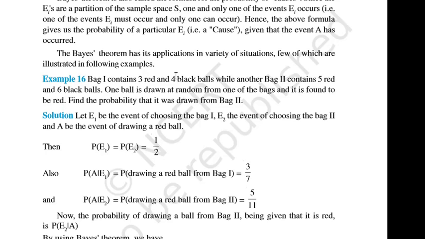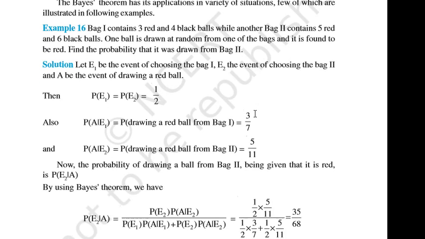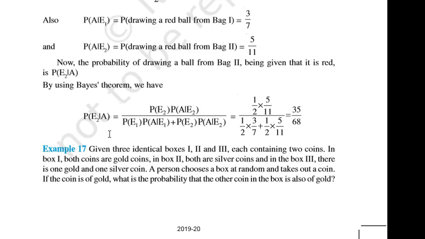So this is the information given in the problem. We have P(E1), P(E2), P(A given E1), and P(A given E2). Now we have to find the possibility of event E2 given A, that is, the possibility of choosing bag 2 when we know that it is a red ball. So we use Bayes theorem. The probability of drawing a ball from bag 2 given that it is red is P(E2 given A). Using Bayes theorem, P(E2 given A) is P(E2).